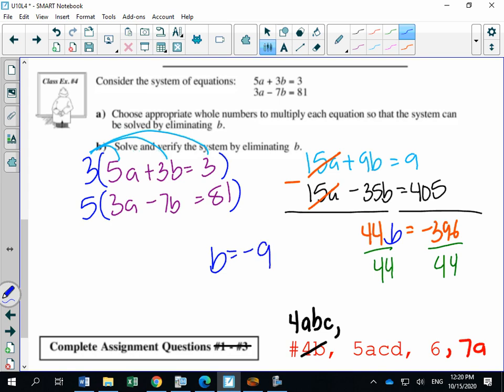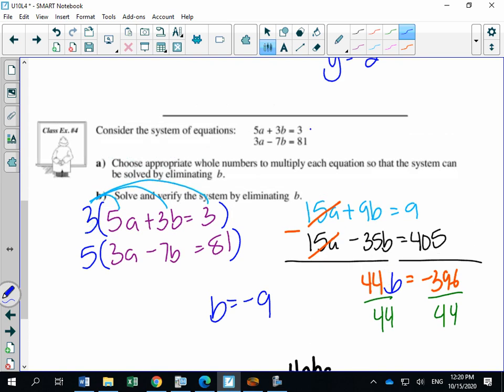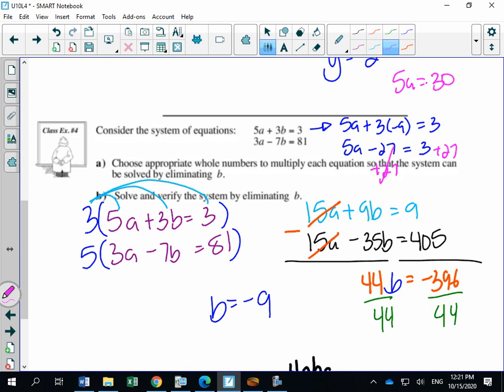Now what I have to do is figure out A. You get to choose system 1 or system 2. Where am I putting it? System 1. So system 1, 5 times A plus 3 times negative 9 is equal to 3. 5A minus 27 is equal to 3. Add 27 to both sides, so get rid of that negative 27, and we would get 5A is equal to 30.